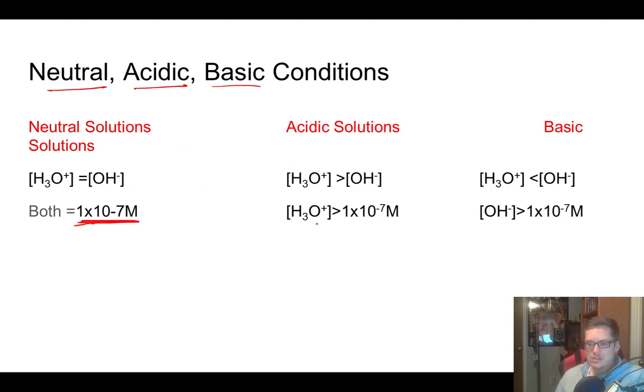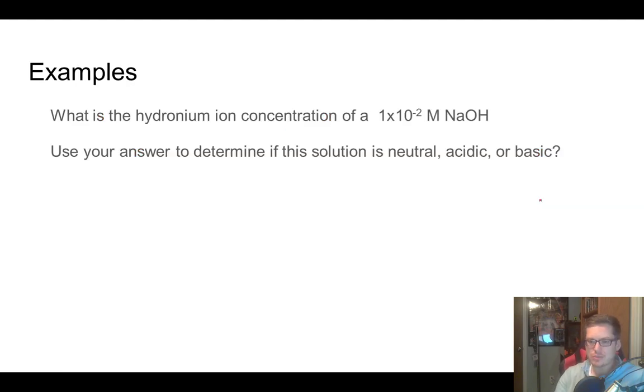They both have to be equal to that. In an acidic solution, your hydronium concentration is greater than 1 times 10 to the minus 7, so therefore your hydroxide concentration has to be less than that. So in an acidic solution, you have more hydronium than hydroxide, and basic solutions are the opposite. You have more hydroxide than hydronium, and your hydroxide ion concentration is greater than 1 times 10 to the minus 7. All right, so let's do some practice problems.